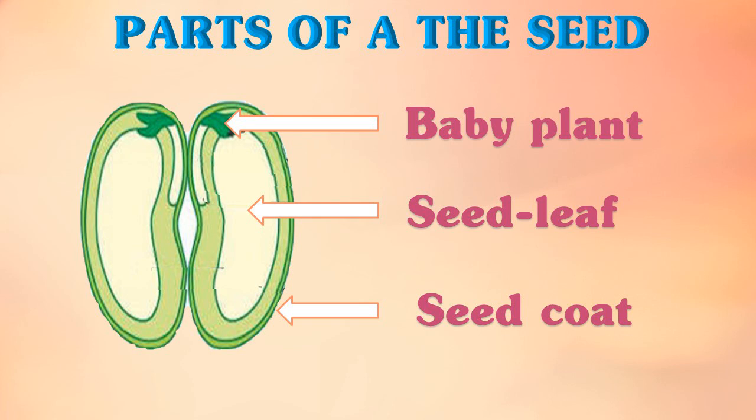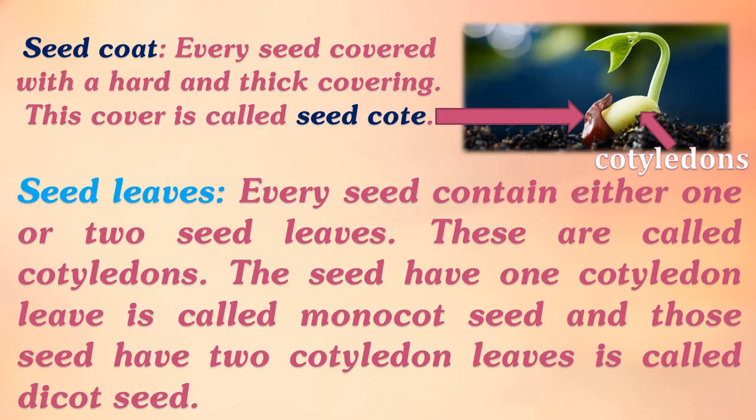So now we are going to discuss the parts of a seed. A seed mainly consists of three parts, that is baby plant, seed leaf and seed coat. Now we discuss briefly about the parts of a seed. First is our seed coat. We have seen different types of seed, that is rice, maize, wheat, pea, beans. So every seed contains a cover which is thick and hard in nature. This hard and thick cover is called our seed coat.